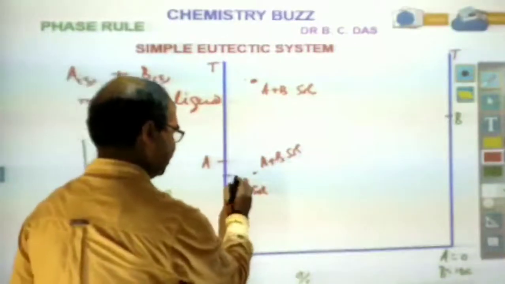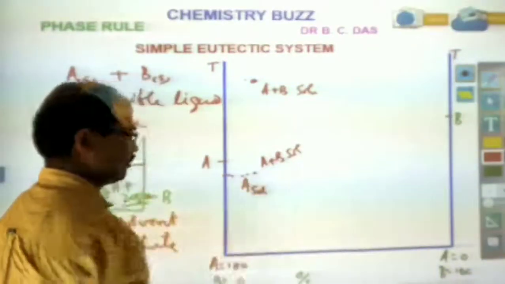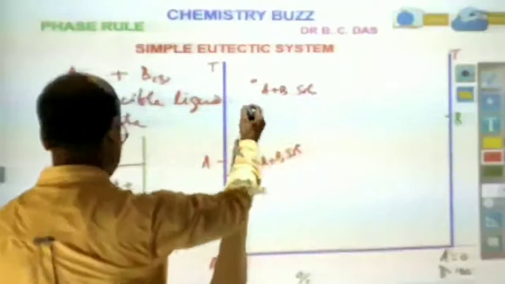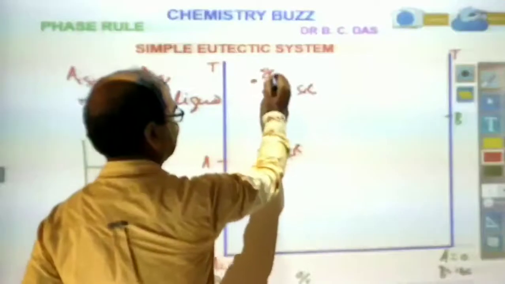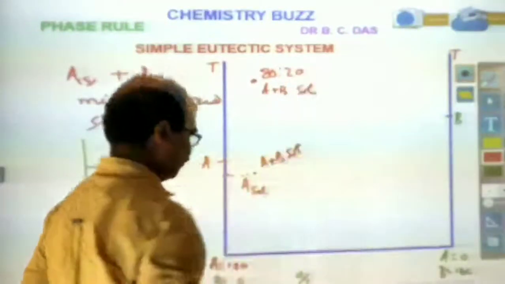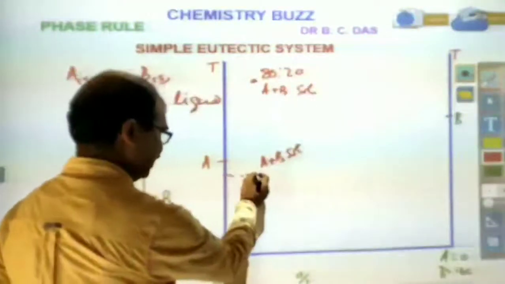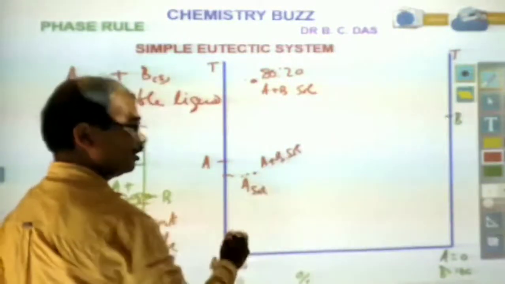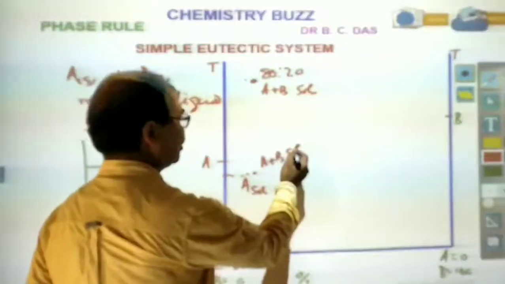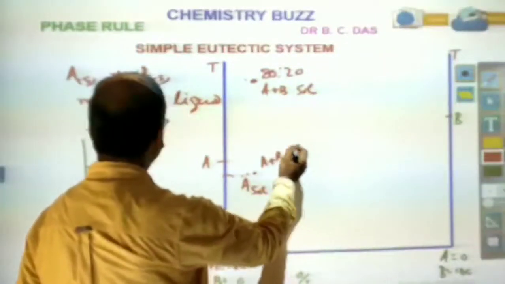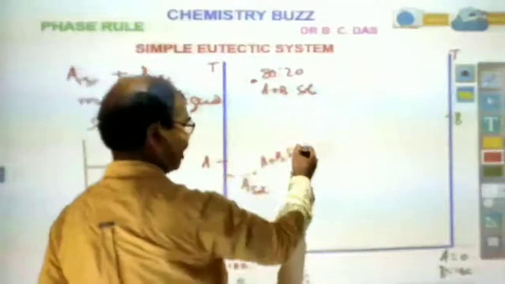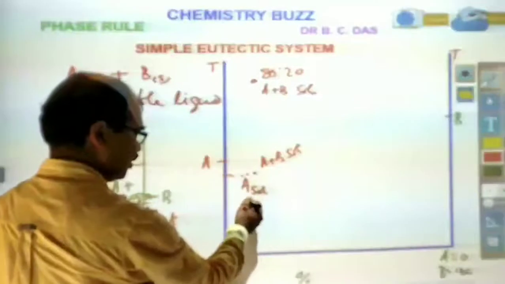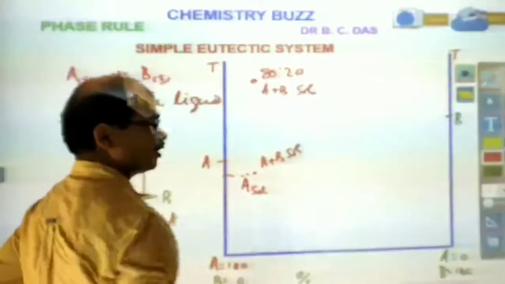So this is the temperature where A starts separating. In the solution here, the composition of the solution is 80:20. At this point, when some amount of A gets separated from the solution, the weight of the solution is less than 100 gram. Total mass of the solution was 100 gram here, but due to the separation of some solid, the weight of the solution is decreased.